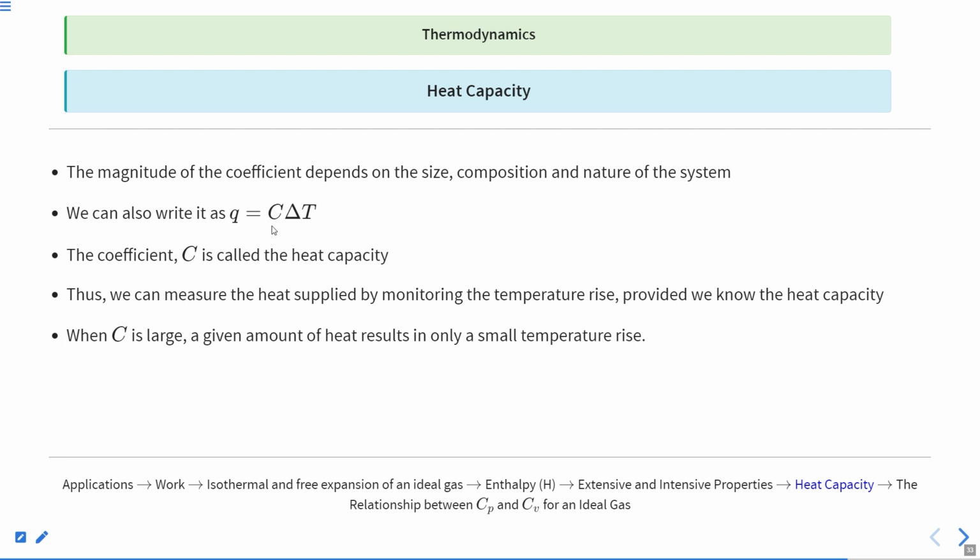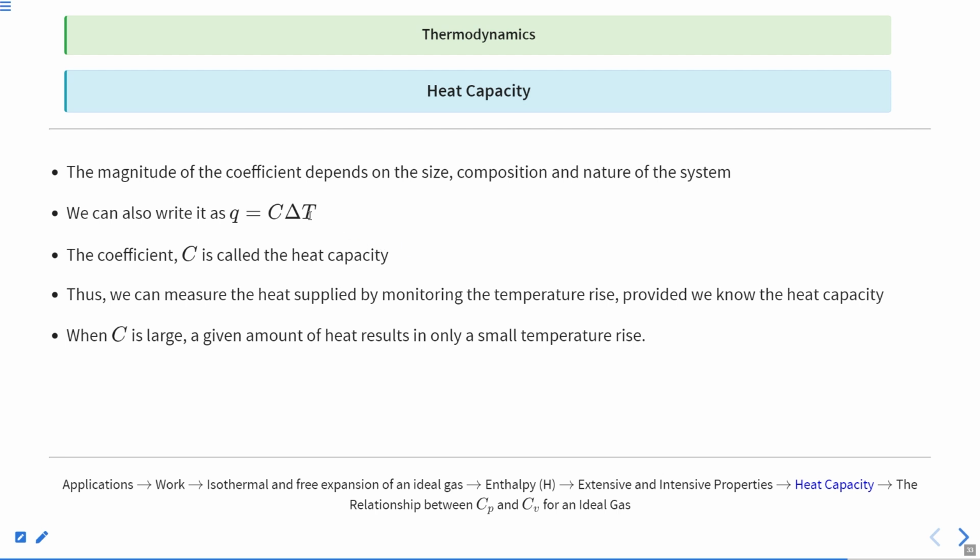Similarly, if you are supplying your heat at constant pressure, then you will write it as Qp is equal to Cp delta T. Okay, clear? Now this heat capacity value is almost constant, but it may vary with temperature. We don't have to consider that scenario.